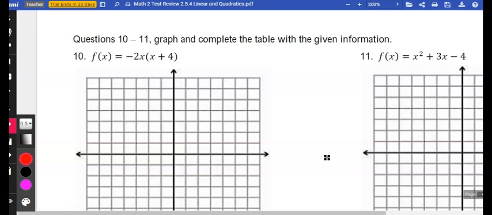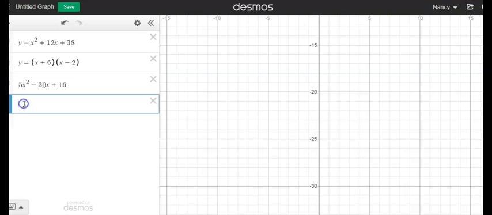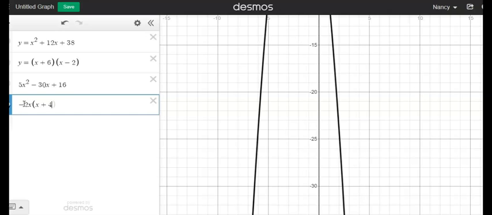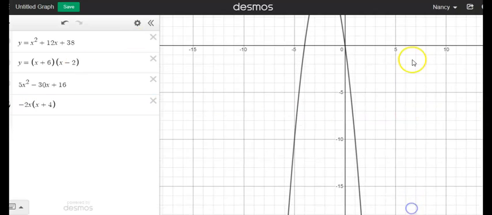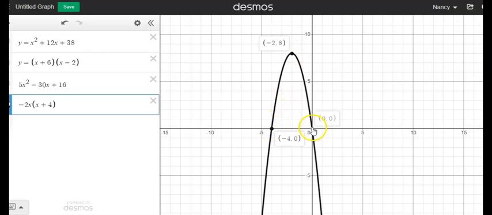Now, I have a snipping tool, and it's a little bit different than what you might have on your Chromebook. So let me type this one in. -2x times x plus 4. Okay, this is in factored form. And I need to go find the vertex. I'm going to click on the vertex. I'm going to click on the x-intercepts, and this x-intercept happens to also be the y-intercept.